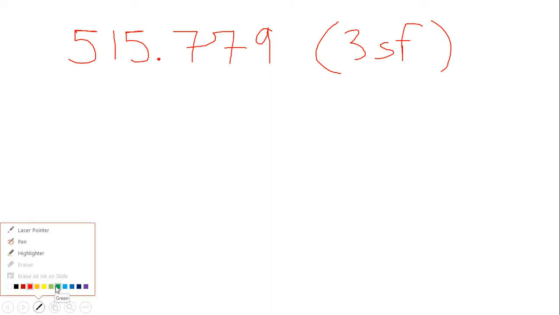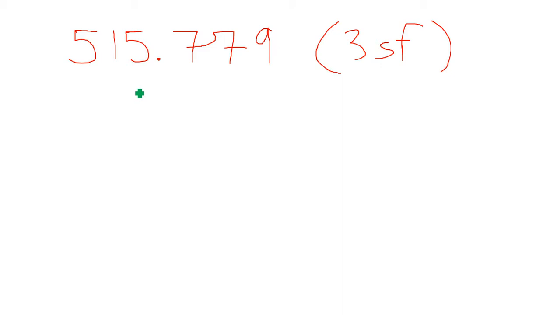The first thing we do is underline the 5, the last significant figure. Then we circle 7, the number under consideration. Is 7 less than 5 or greater than 5? Greater than 5. So do we round up or down? Up. So it's going to be plus 1.